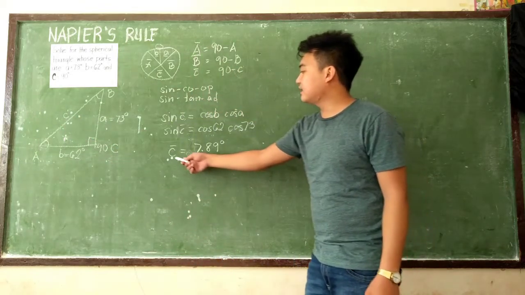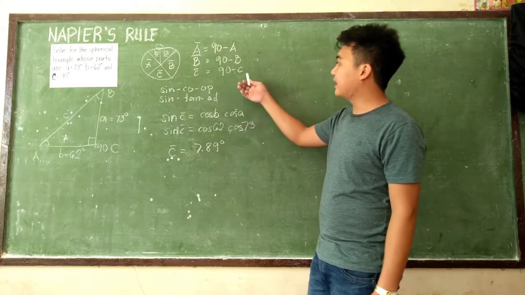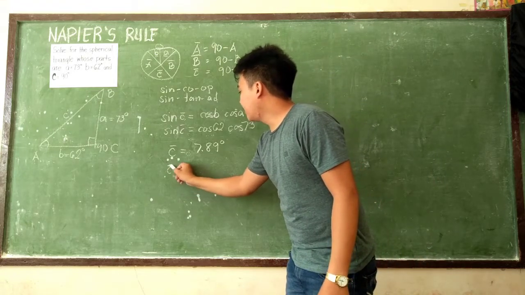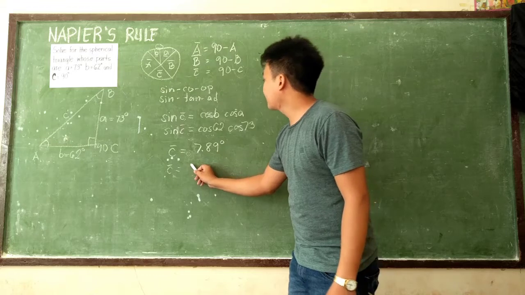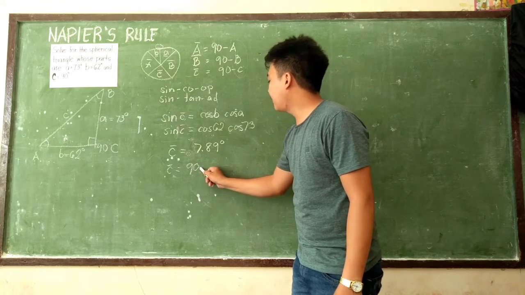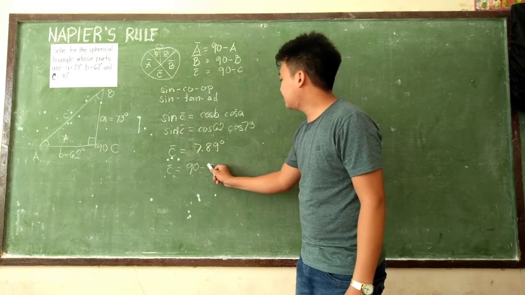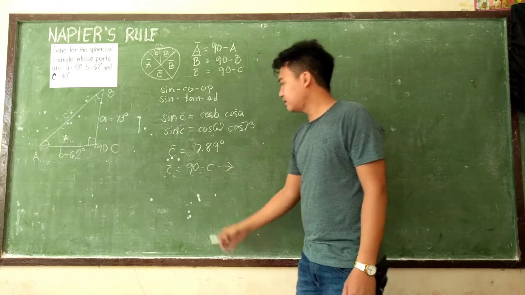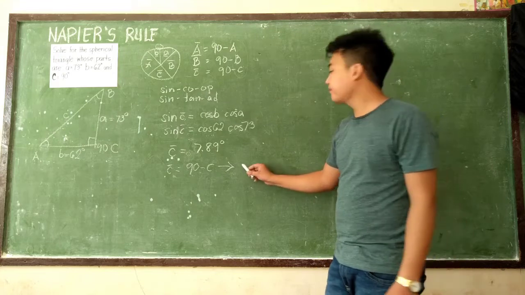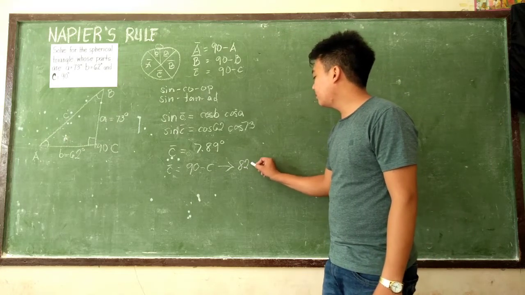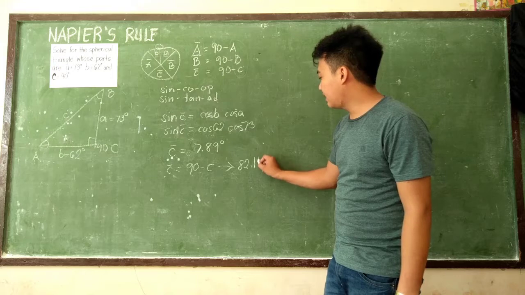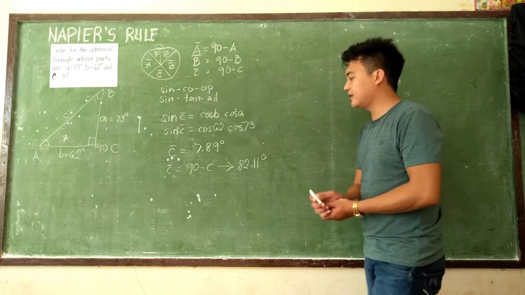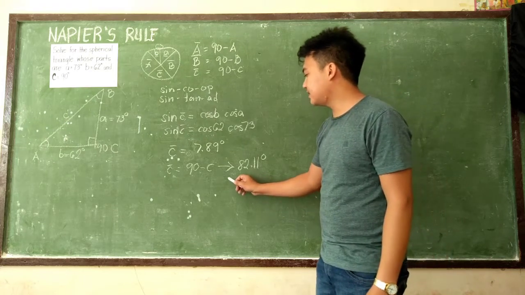So we have, since this is the complement, we still have to subtract. So it is C bar equals 90 minus C. So simplify. So the answer is 82.11 degrees. So that is the value of our C.